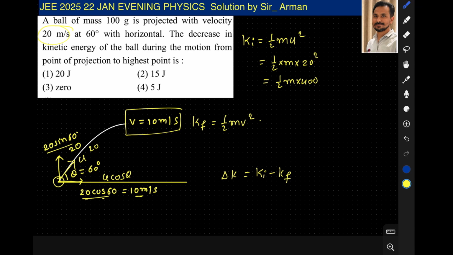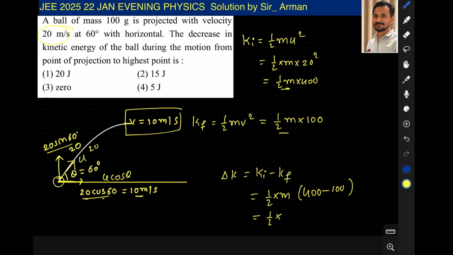And what about the final kinetic energy? That is half m v square. So that is half m, and the final velocity, that is at the highest point, is 10 meter per second. So this will become 100. So now K initial minus K final is half into m. Now half into m is common in both the terms. So this will become 400 minus 100, half into m.